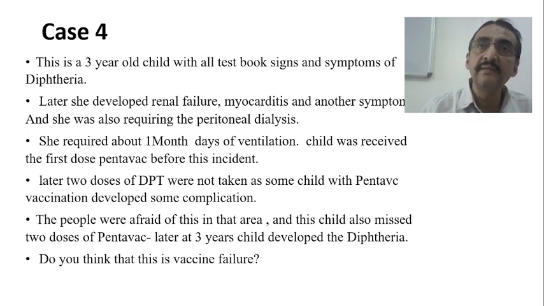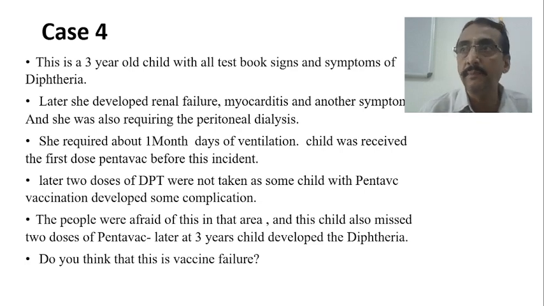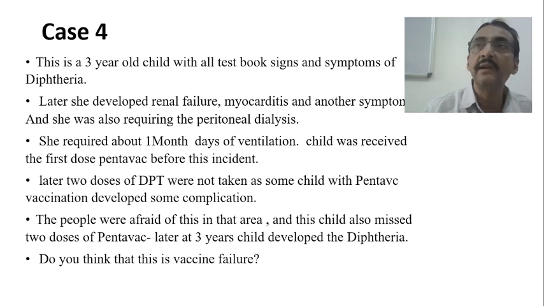What happened with this child is that they gave the first dose, but the second and third doses were not given. When we asked why, they told us that somebody in their locality who had taken this Pentavac vaccine developed some complication, and these parents were afraid of that and did not give the second and third doses. People in that area were afraid because some untoward incident happened, the cause may be different, may not be the vaccine, but it happened. So the child also missed the 2 doses of Pentavac.